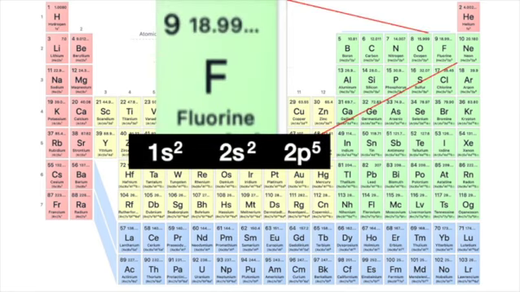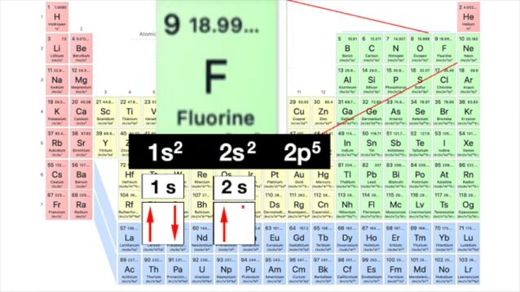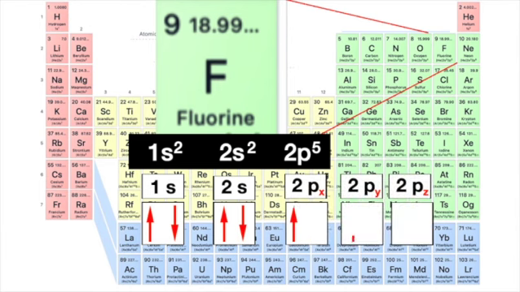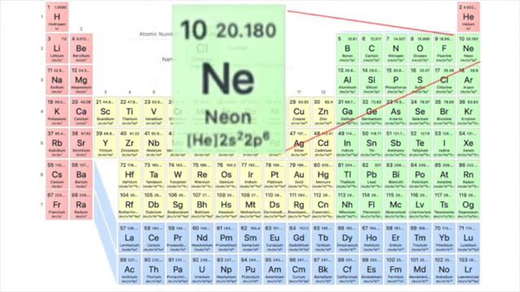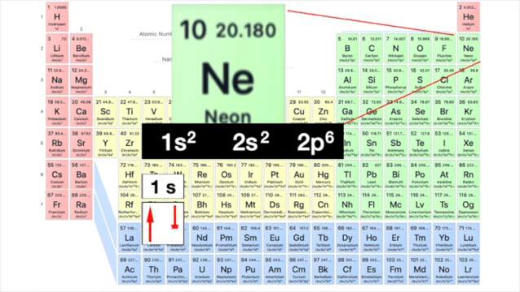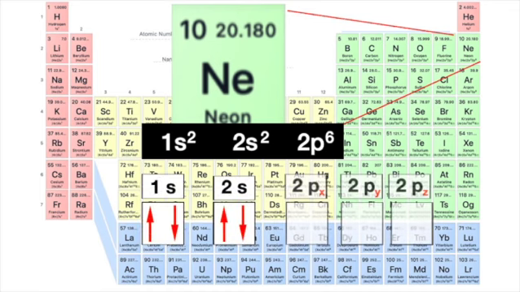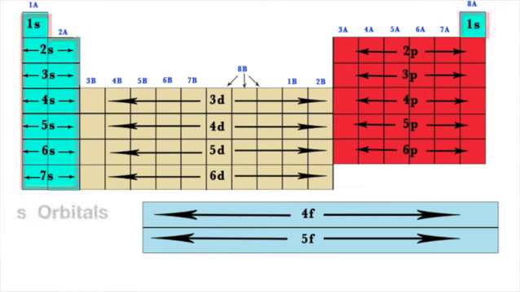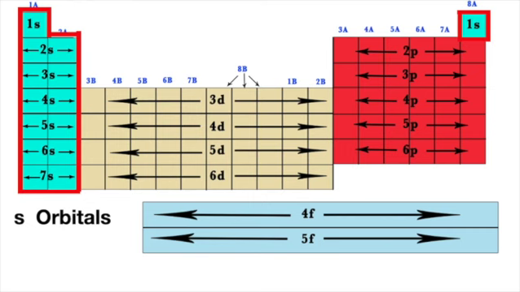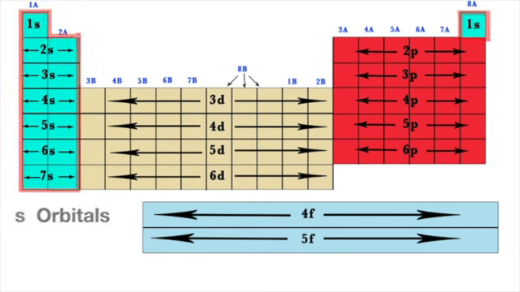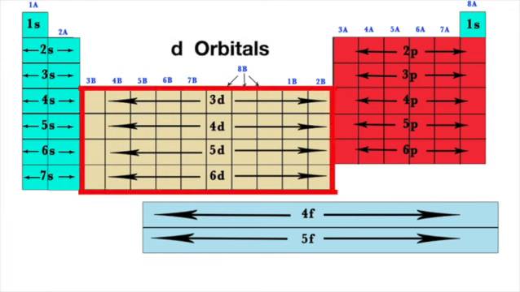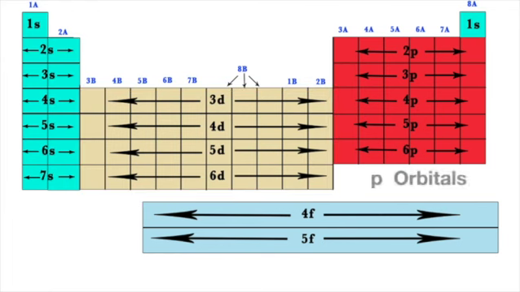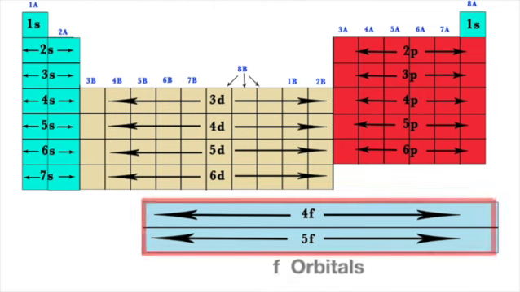Fluorine with 9 electrons fills the 1s, 2s, then the two electrons pair the two p orbitals as shown. Neon with 10 electrons fills all the orbitals, resulting in a noble gas, which, like helium, is chemically inert. In summary, the elements of the periodic table are grouped based on the 4 quantum numbers, filling the s orbitals, the d orbitals, the p orbitals, and the f orbitals.